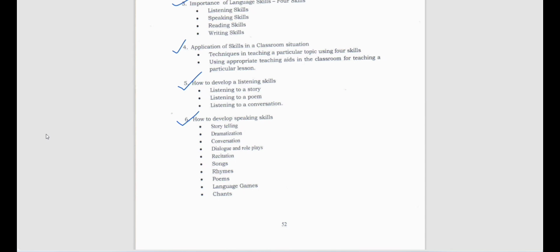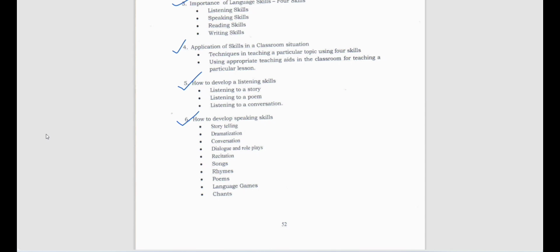By explaining, by talking, by conversing, right? Then what happens here? Dramatization. So developing speaking skills, how do we do that? Drama. You know what is drama, right? When we were in school, we used to do drama, no? So that drama is what it is talking about.